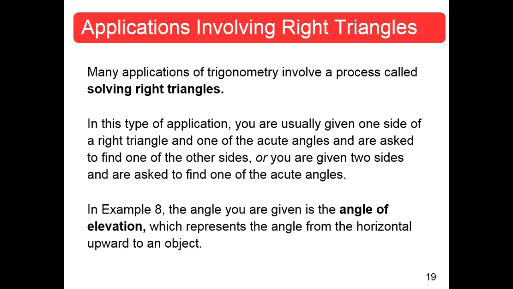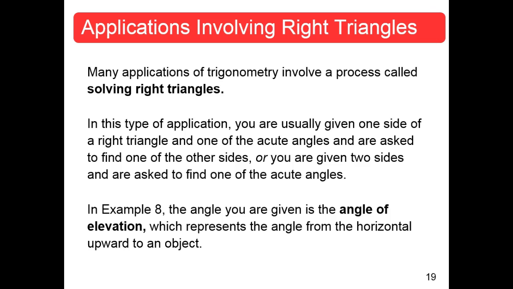We're at the top of page 282, Chapter 4, Trigonometry, 4.3, right triangle trigonometry. And these are applications involving right triangles. So if there's no questions, let's go here. Many applications of trigonometry involve a process called solving right triangles. You're given some bit of information, usually 2 bits of information, and you have to solve the rest of the triangle. In this type of application, you're usually given one side of a right triangle and one acute angle, and you're asked to find one of the other sides, or given 2 sides, asked to find one of the acute angles.